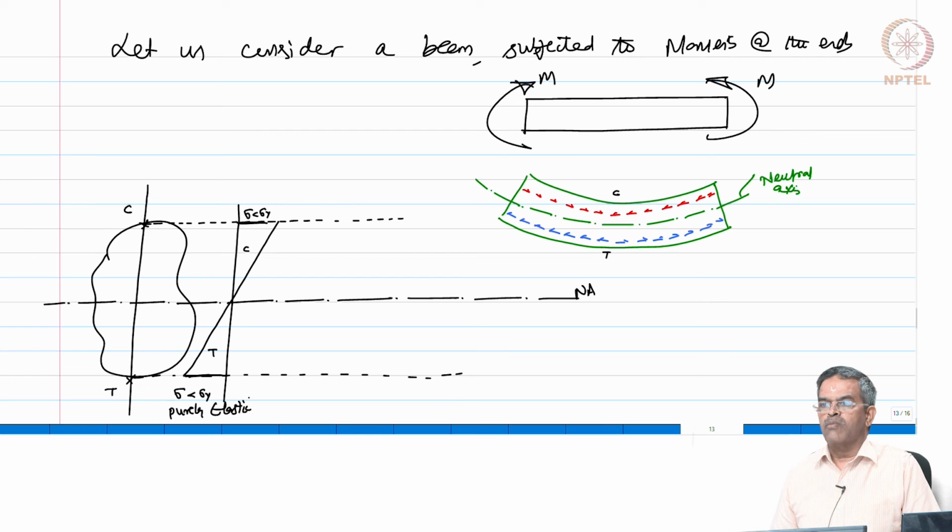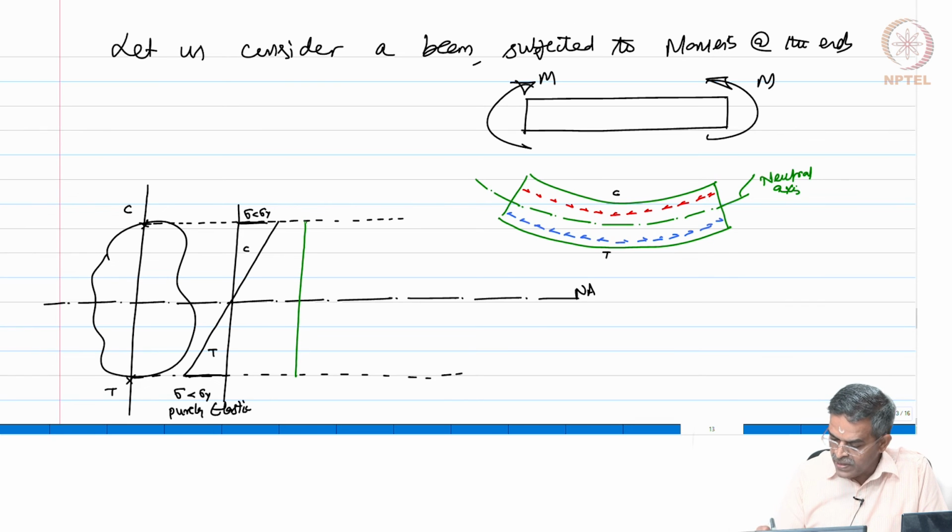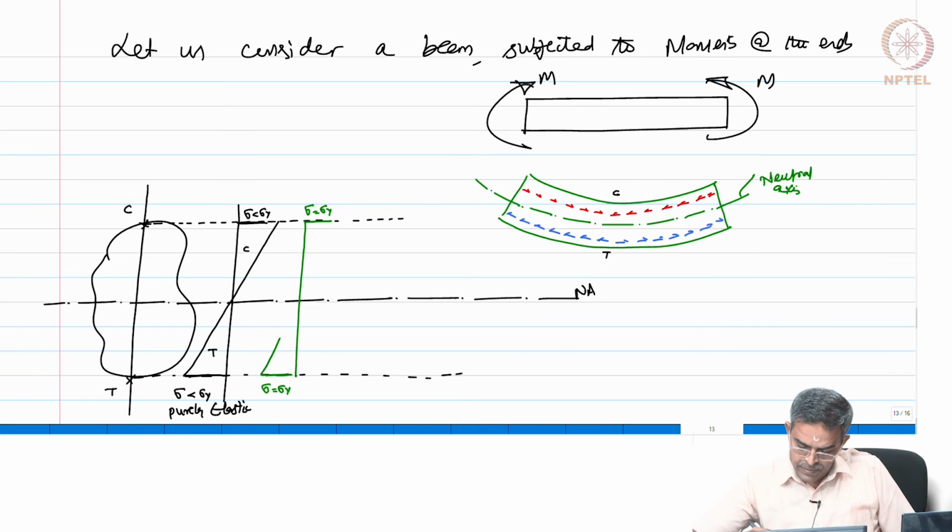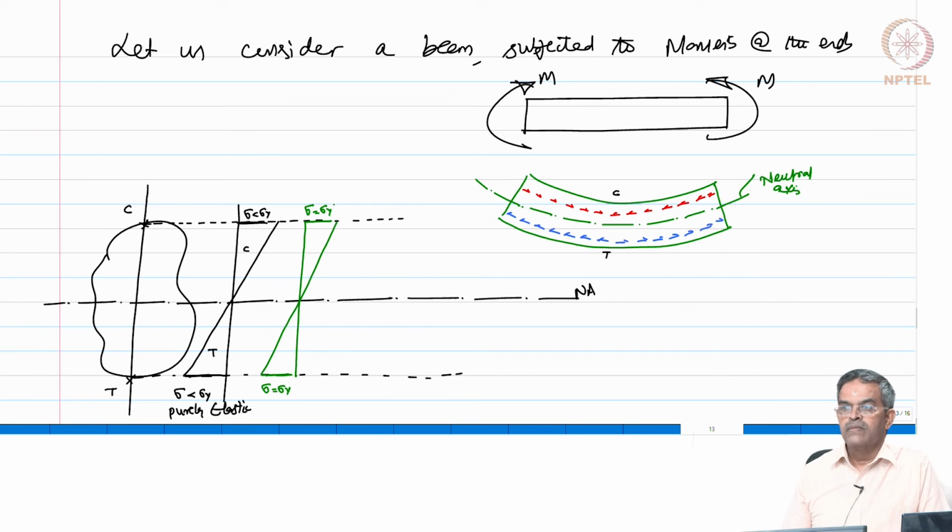Now, I apply more moment, I increase the moment now. There is a stage possible where the stress will become equal to sigma y. Okay. I say the stress is now equal to sigma y. So, I call this as strain hardening stage.